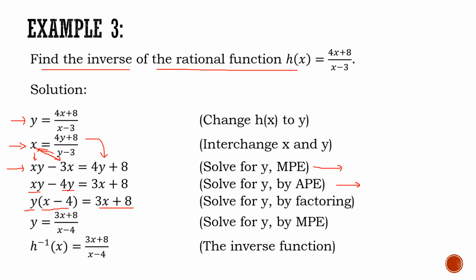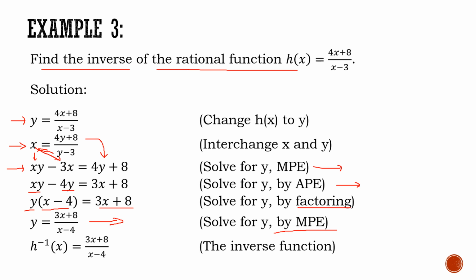So we apply factoring. The next thing to do is to apply again the MPE, or the multiplication property of equality. We simply divide the entire equation by x minus 4. So x minus 4 on the left side of the equation will be cancelled out, and 3x plus 8 over x minus 4 is equal to y. Now, this portion is the inverse function of the given rational function h of x.